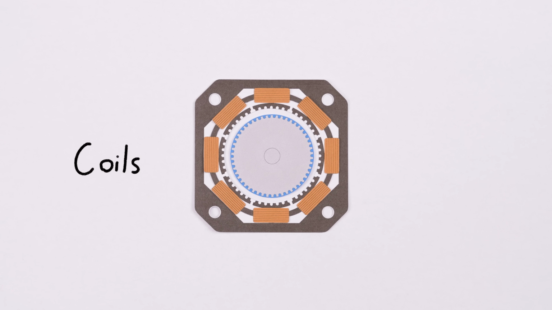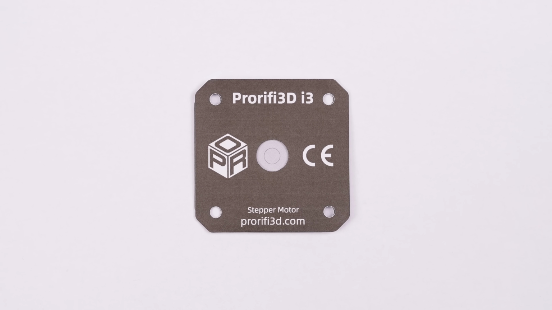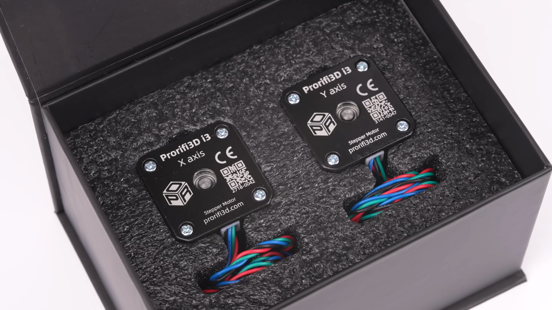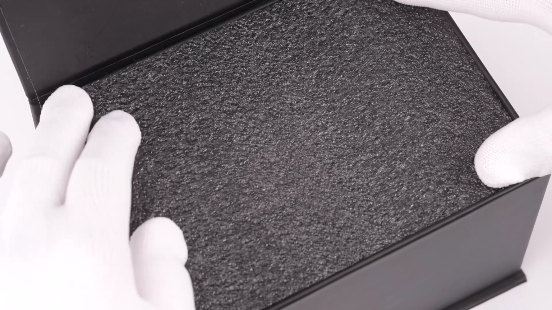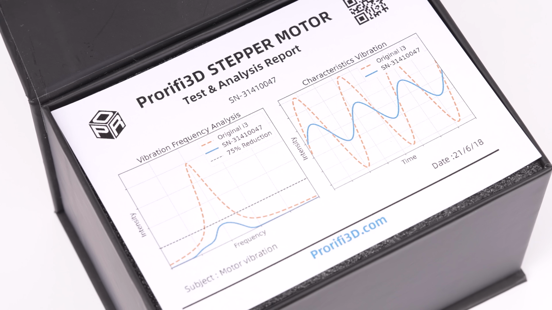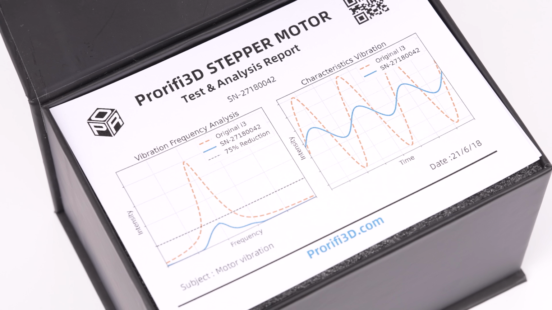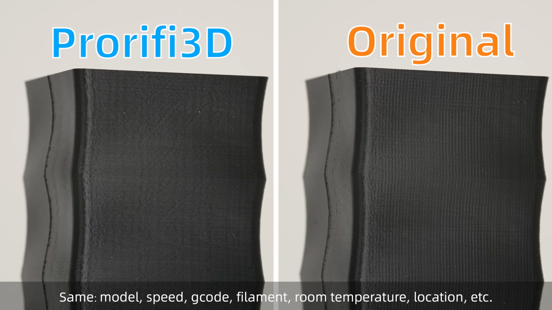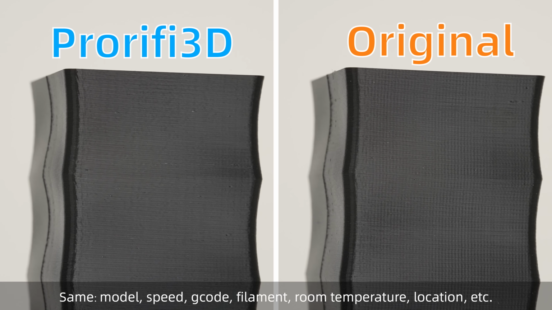size, and the winding of the coils, etc., we have succeeded in developing a motor specialized for 3D printing. We produce the new motors with strict standards, including vibration tests for each motor with reports, and brought this upgrade kit for i3. The Prorified upgrade kit greatly suppressed MRR and greatly improved print quality.